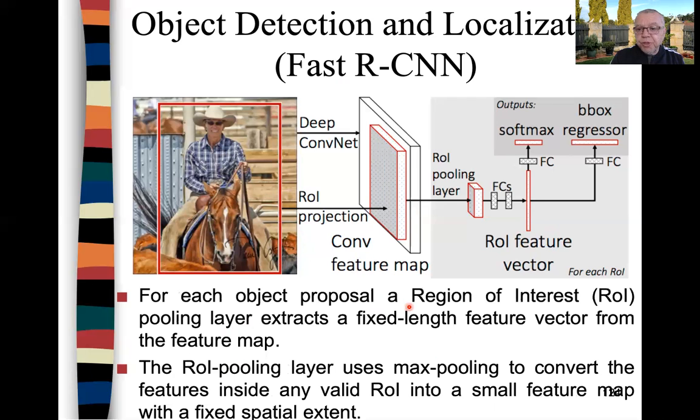Then for each object proposal, you have a region of interest pooling layer, which extracts a fixed length feature vector from the feature map. This is fed to two subnetworks, if you want: a softmax that would give you the class of the object. Okay, maybe this is a hat. And then it also gives you the coordinates of the bounding box. So it gives you bx, by for this point, the coordinates of these points.